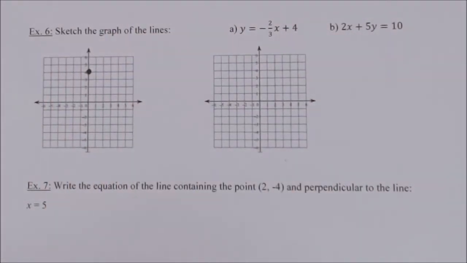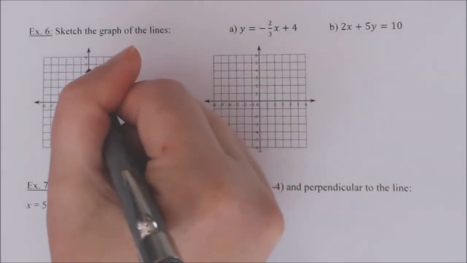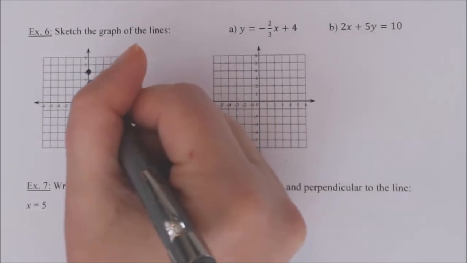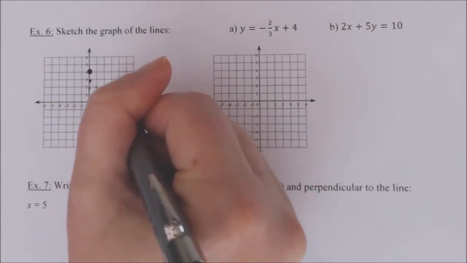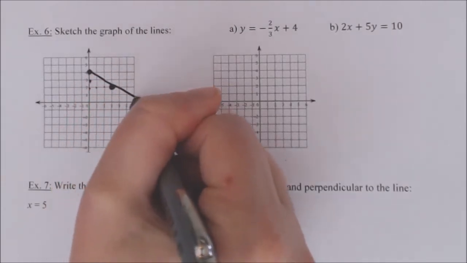And then since the slope is negative from that point, I'm going to go down 2 units. So 1, 2, and I always run to the right. So 1, 2, and then run to the right. 1, 2, 3. There's my second point. There's my line.